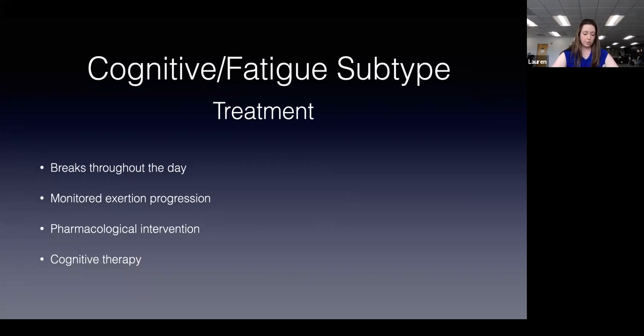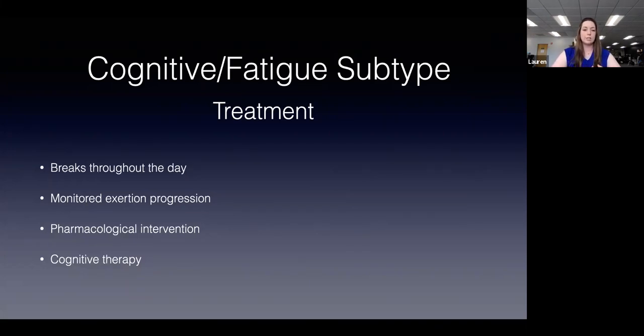Similar to return to work, they might need some accommodations depending on what they do. If they have a very physically demanding job, you may need to look at an option of light duty, things like that, and even accommodations for light and noise sensitivity. Same thing with students as well. For these individuals, a monitored exertion program, just appropriately challenging the patient but minimizing significant symptom exacerbation.